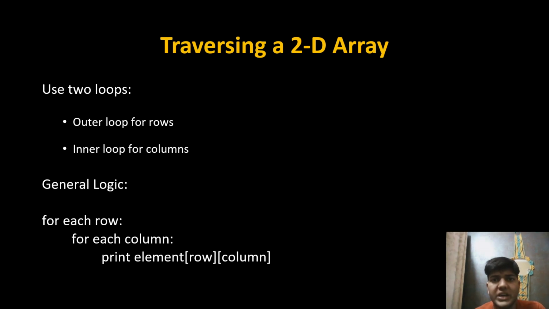To go through each element of a 2D array, we use nested loops. The outer loop goes through the rows, the inner loop goes through the columns. The general logic looks like this. For each row, the outer loop is for rows and the inner loop is for columns, and then we print the array elements. This is how we can display or process all elements in a structured way.